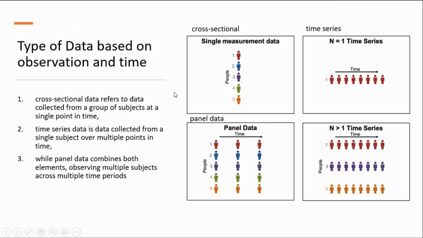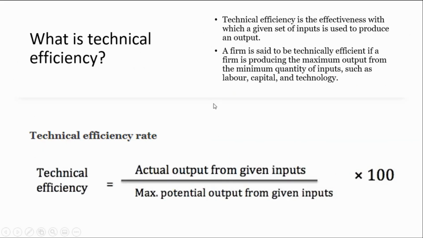What is cross-section data? Cross-section data refer to data collected from a group of subjects at a single point in time. This is an example. Another one is time series data. What is time series data? Time series data is data collected from a single subject over multiple points in time. And panel data is a combination of both cross-section and time series.